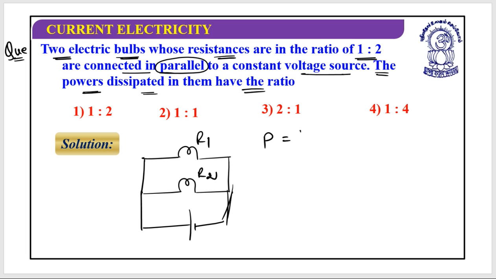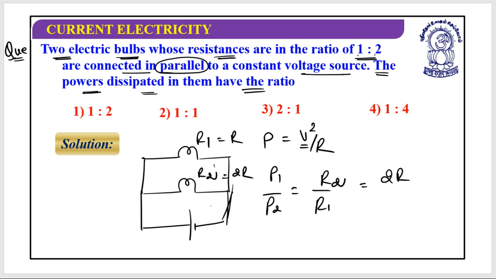what I can have is P is equal to V square by R. But as they are connected in parallel, their voltages would be equal. So what I can write is P1 by P2, that is, V has gone, it's 1 by R1 and 1 by R2. So let's suppose this is R and this is 2R, because they have a resistance ratio of 1:2. So let's put in the values. R2 will be equal to 2R, R1 will be equal to R, and this R has been cancelled, and this will be 2:1. And the numerical has been done.